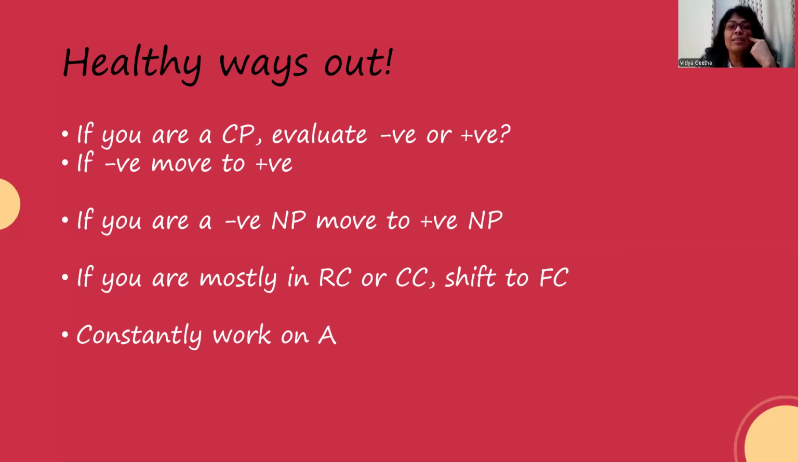If you are a negative NP, nurturing parent, move to positive NP. If you are mostly in RC or CC, shift to FC. RC is rebellious child, CC is compliant child, FC is free child. And constantly work on the adult ego state.